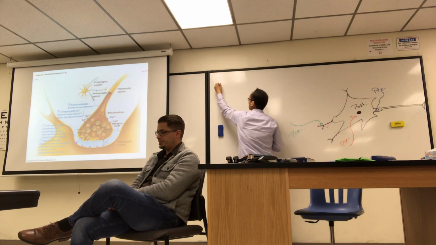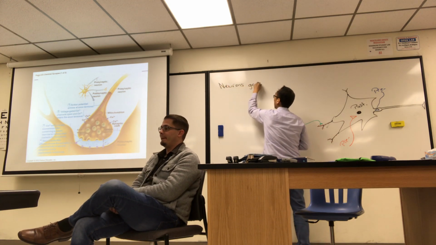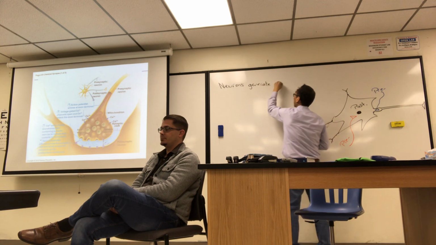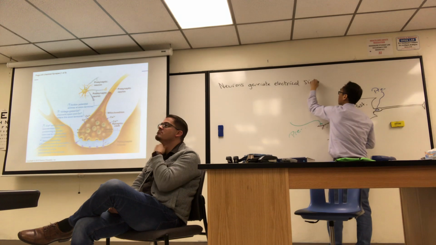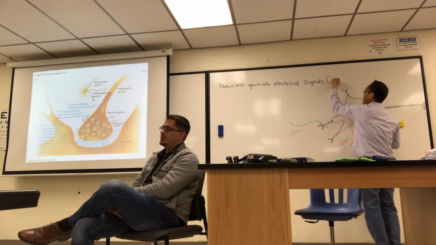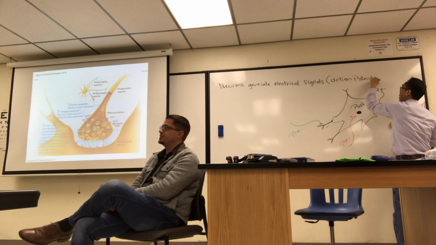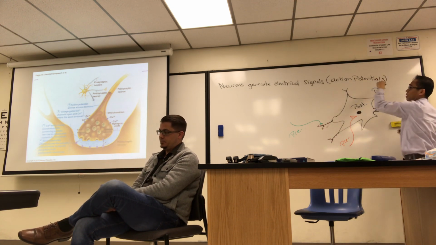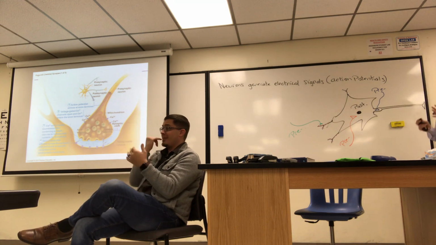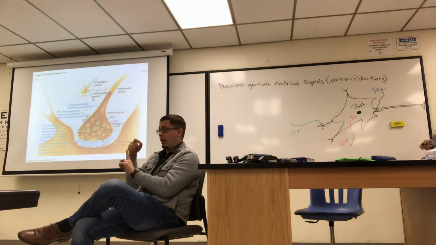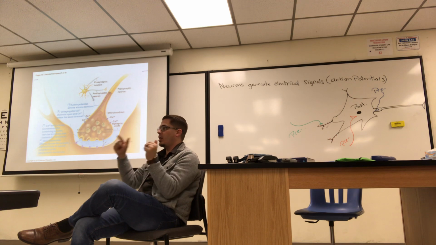Neurons generate electrical signals called action potentials, like we talked about before the break. If they're resting, they're at negative 70. But if they generate these action potentials, they conduct those electrical signals.